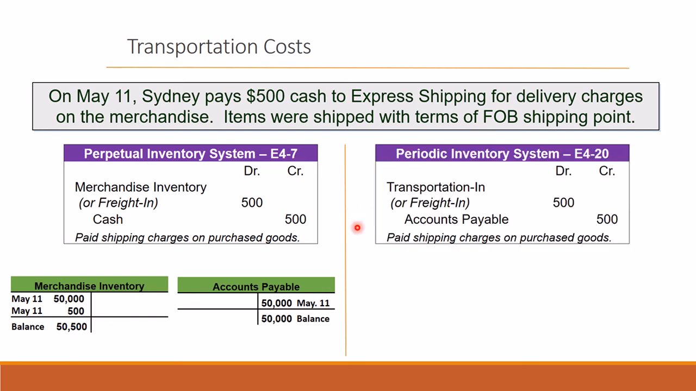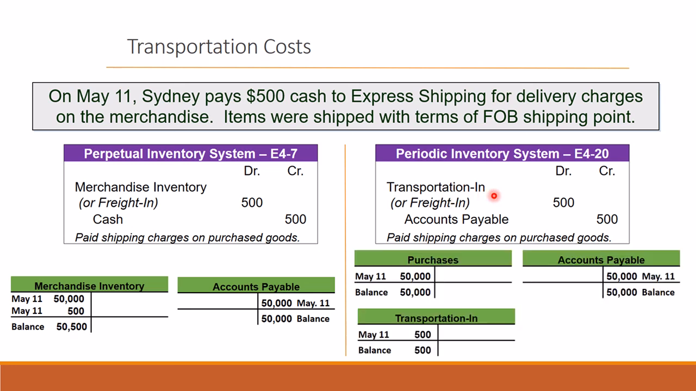On the other hand, in a periodic inventory system, the cost is instead charged to a temporary account called transportation in, or some companies call it freight in. We use transportation in, which is similar to the purchases account in that it's a temporary account. So let's continue to move on.